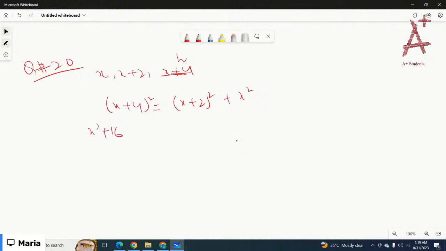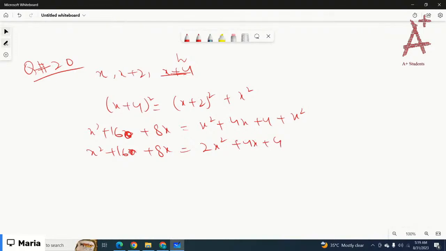So it would be x square plus 16x plus 16 plus 8x equals x square plus 4x plus 4 plus x square. Let's just solve x square plus 16 plus 8x equals 2x square plus 4x plus 4. Let's just shift them on this side, right? It would be x square minus 4x, and minus 4 minus 16 is minus 12 equals 0, right?